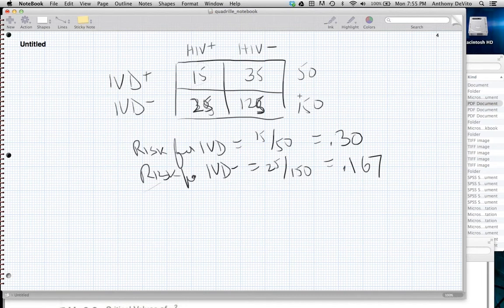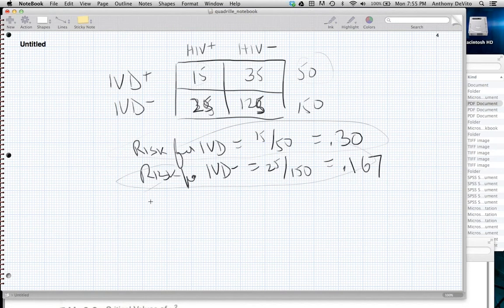Out of 100 people, I'd expect 30 of them to be positive if they did use IV drugs. So the risk represents the prevalence or the probability that any individual in that population would have that. That's why I use the 50, the total, instead of the 35. Okay, so now a handy way for me to express this. Obviously, the risk is greater for IV drug users than it is for non-IV drug users.